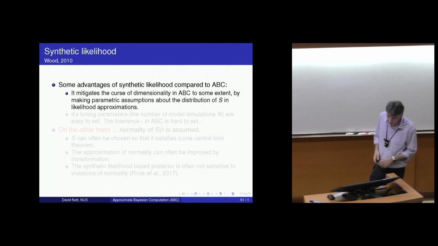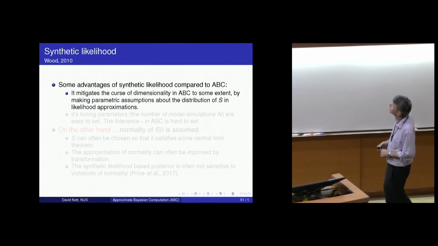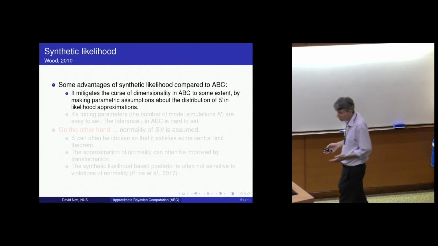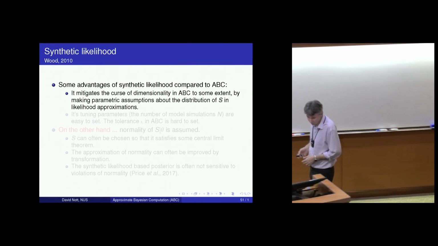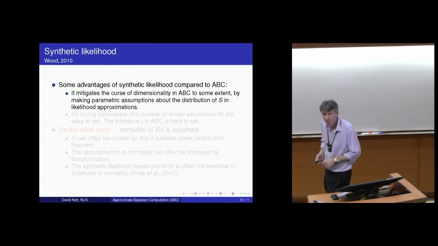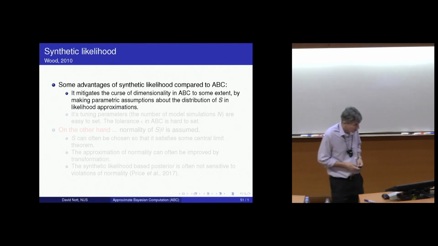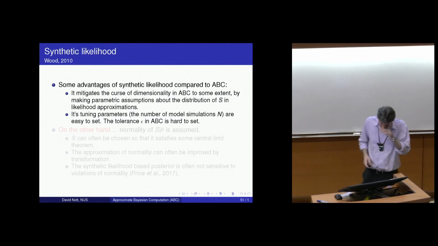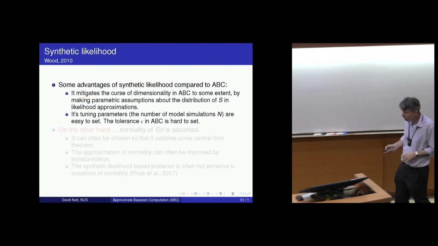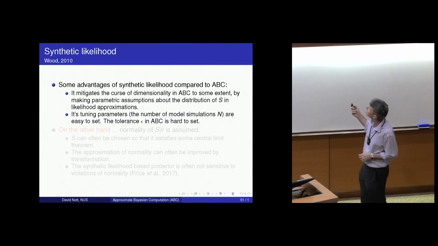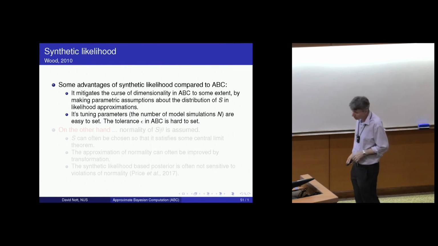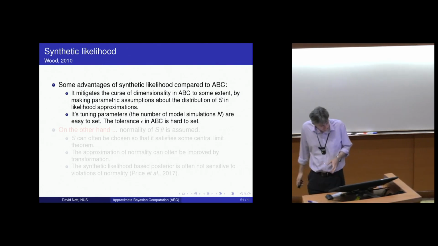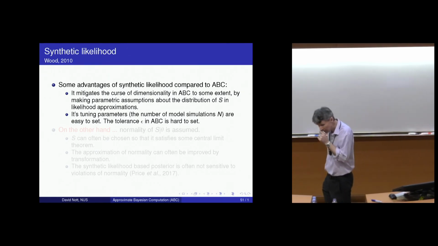Now, what are some of the advantages of synthetic likelihood compared to ABC? Well, you can deal with high-dimensional summary statistics much better because you're making parametric approximations rather than using some sort of kernel approximation to the likelihood. There's a tuning parameter you have to choose in the synthetic likelihood. That's how many simulations you choose for each likelihood approximation. But that tuning parameter is actually pretty easy to set. It's not hard to set, like the tolerance in ABC.